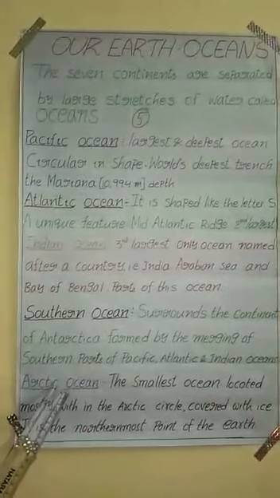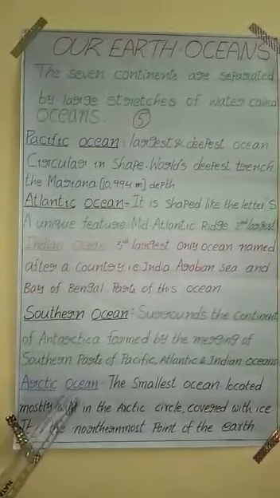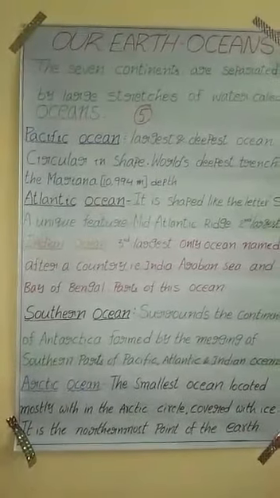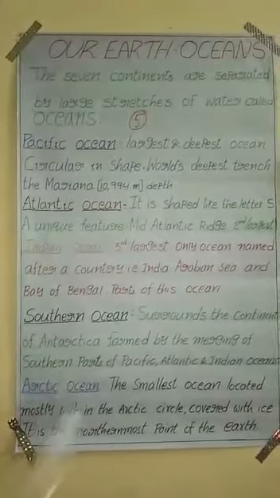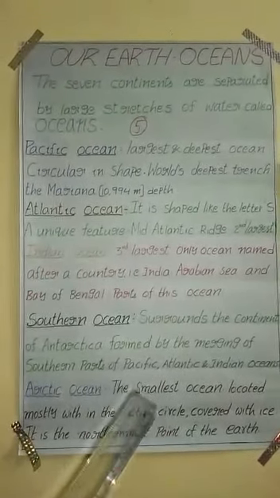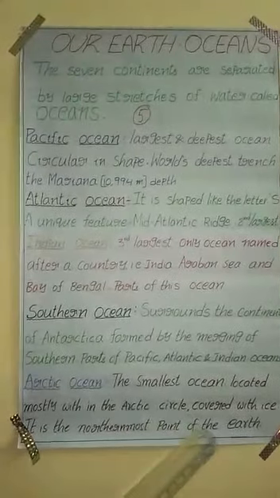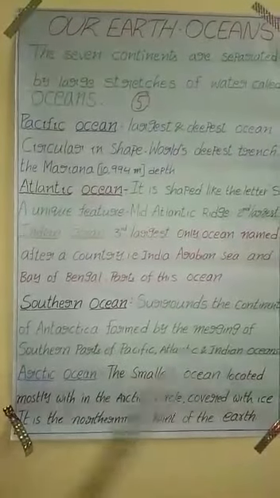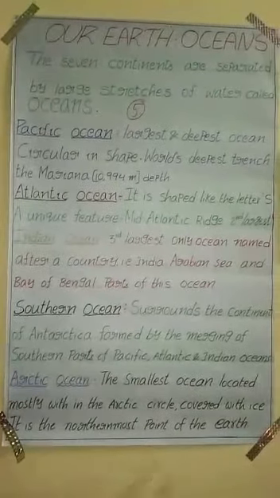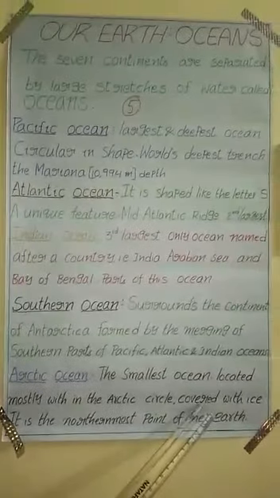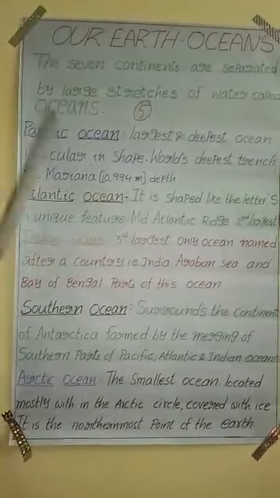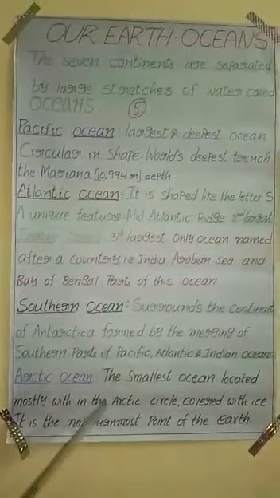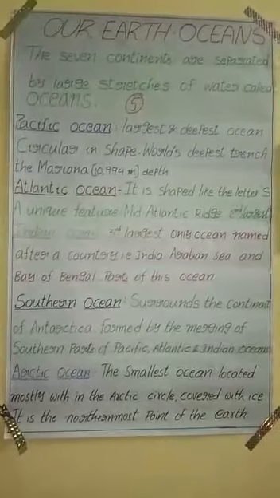And last but not the least, the Arctic Ocean. The Arctic Ocean is the smallest ocean among the five oceans, and since it is located mostly within the Arctic Circle, it is covered with ice all the time. Arctic Circle means it is in the North Pole. North Pole area means it is very cold. That's why most of the Arctic Ocean is completely covered with ice itself.